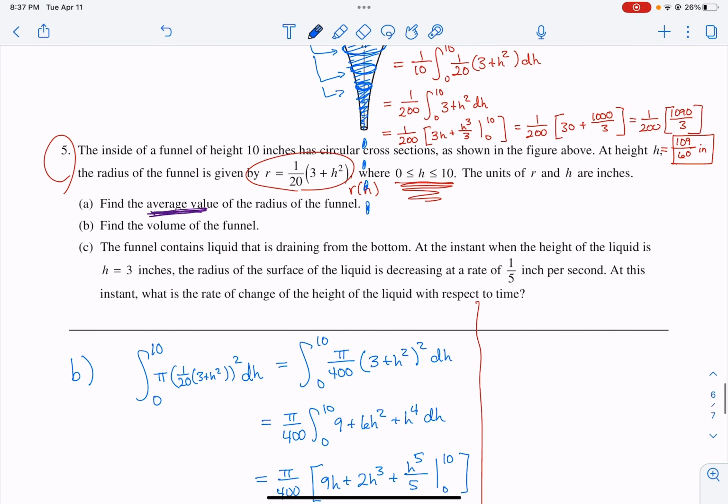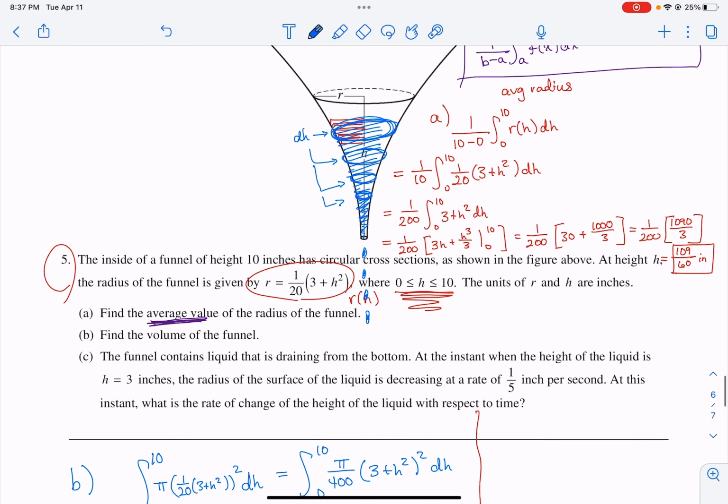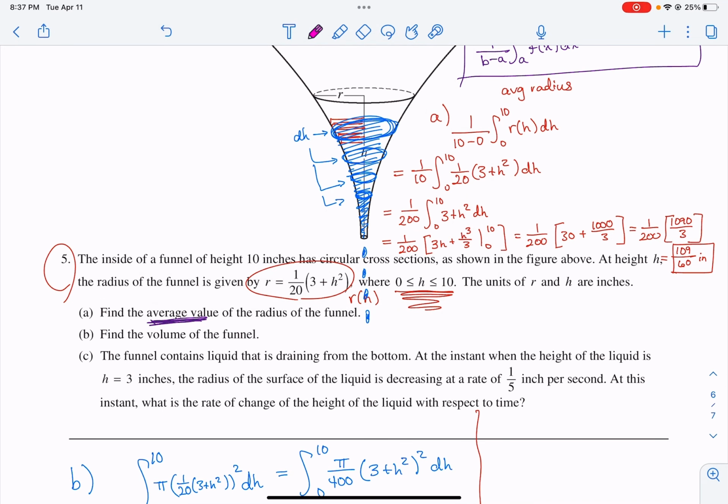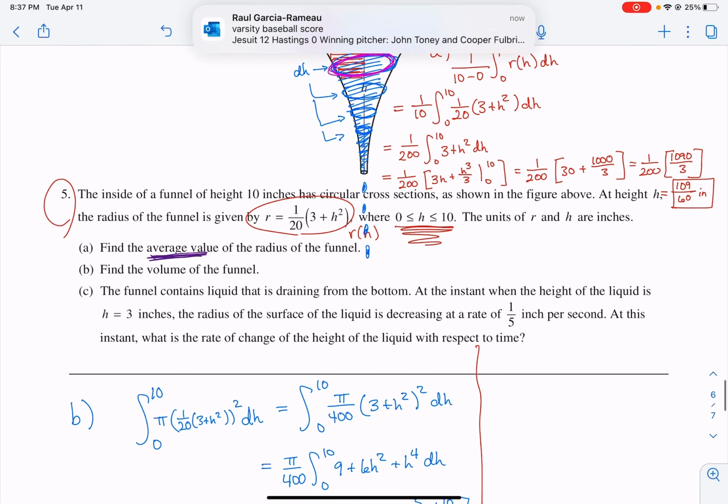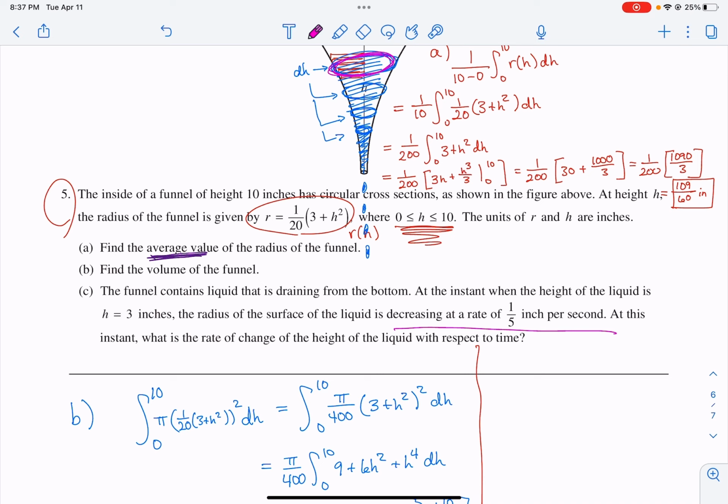So what's going on here? At the instant when the height of the liquid is exactly 3 inches, the radius of the surface of the liquid, so that's just this top cross section here, that radius is decreasing at a rate of 1/5 inch per second. Now, the radius is decreasing.